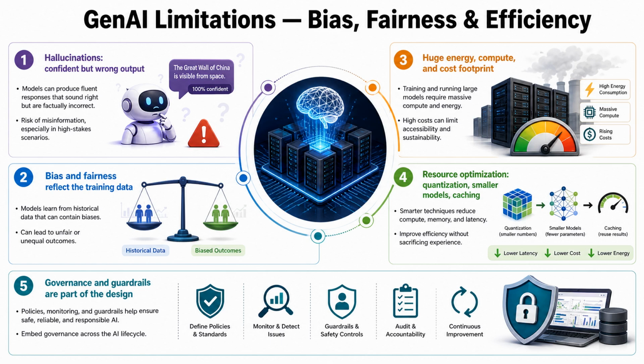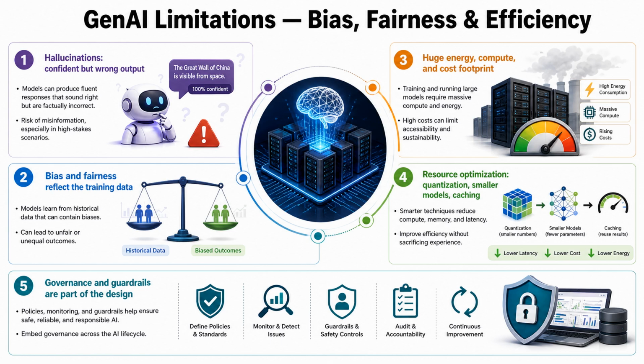Number 2, bias and fairness. A model learns from historical data, and if that data carries bias, the model carries it right back out. Historical data in, biased outcomes out. Number 3, the footprint. Training and running large models takes massive compute and energy, and that drives real cost and sustainability concerns. A rack of GPUs isn't just expensive to buy. It's expensive to power and cool.